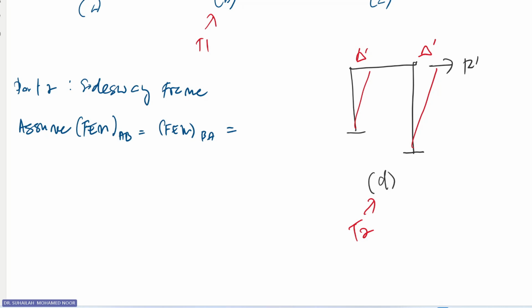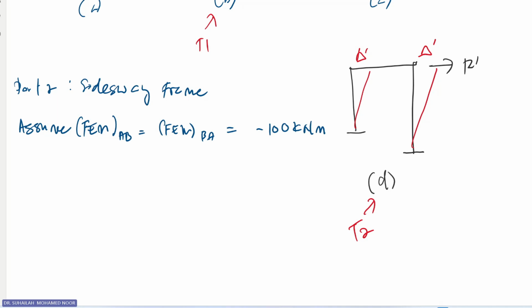And this value we assume negative 100 kilonewton meter. So this is the assumption that we made. For both AB and BA, the fixed end moment is negative 100 kilonewton meter. Why do we put negative? The value 100 is actually just an assumption. We can assume any value, it doesn't matter, but the value suggested in the textbook is 100.